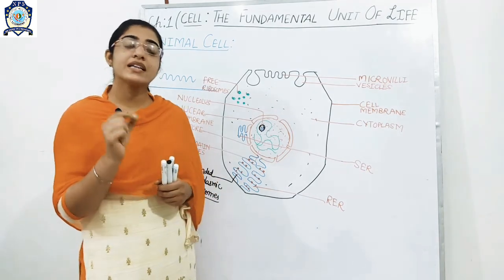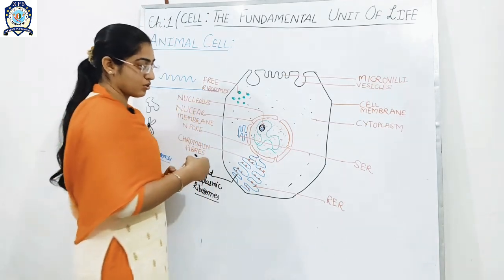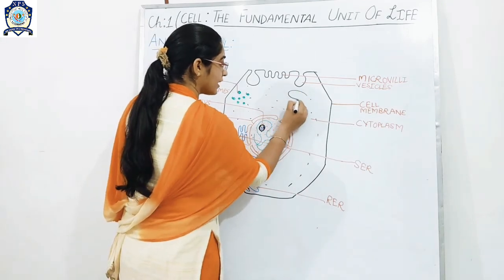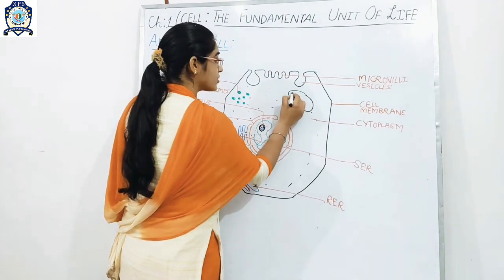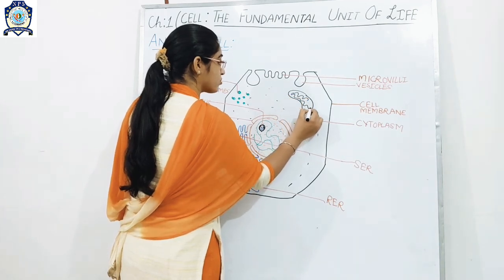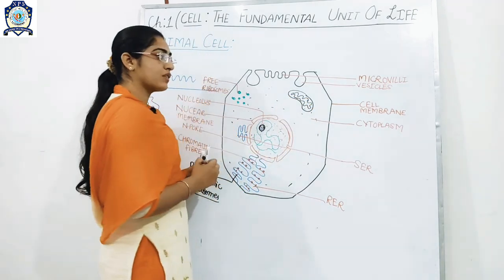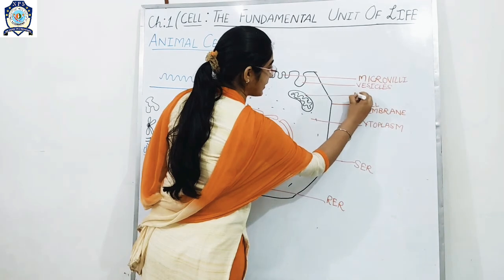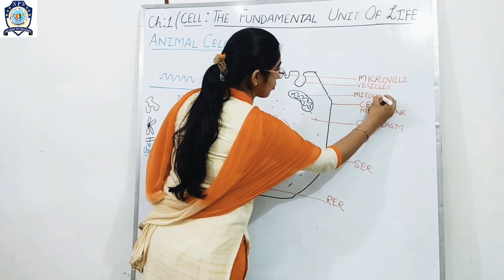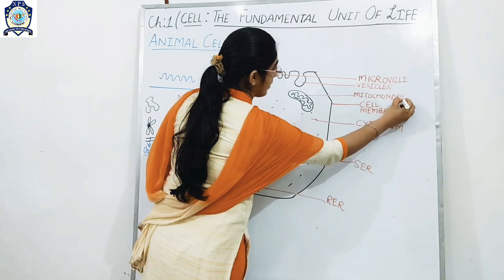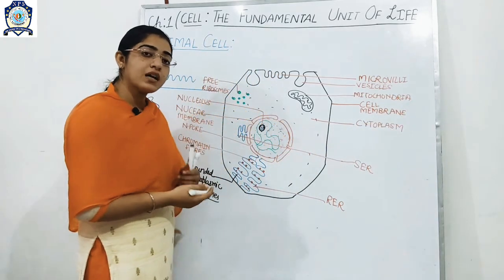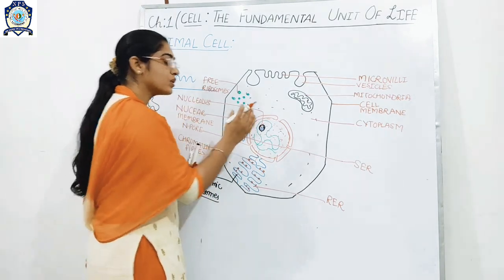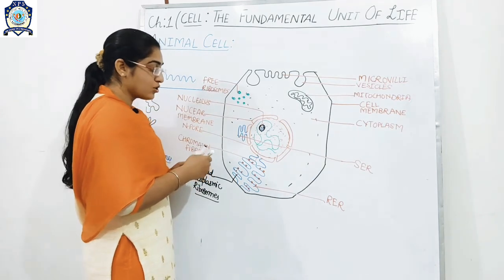And also there are mitochondria present. The number of mitochondria depends upon the physiological activity of the cell. And as we have studied the structure of the mitochondria, again in this way you have to label it, and this is the mitochondria. Mitochondria is called the powerhouse of the cell. Is that clear?